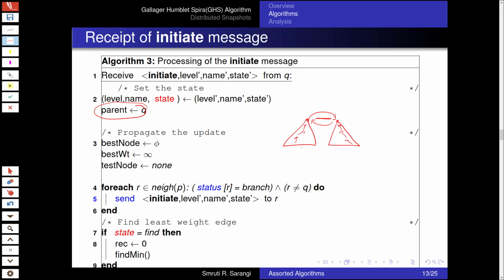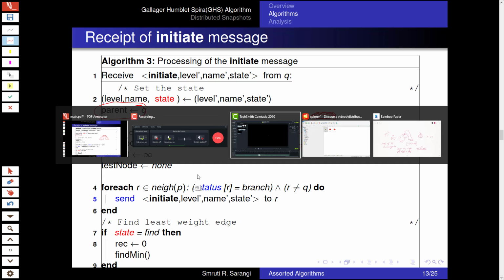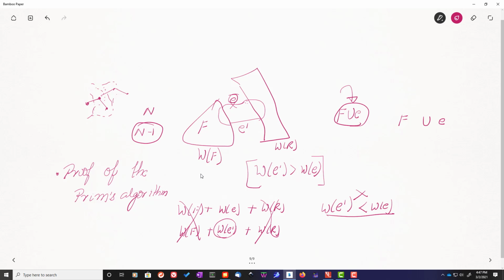But let's say this fragment now wants to join another fragment. Let us say that it finds a least weight outgoing edge. The least weight outgoing edge can be over here. In this case, this cycle over here will break. So this edge will go away. And what will instead remain, if I draw it on a slightly bigger canvas, is something like this.